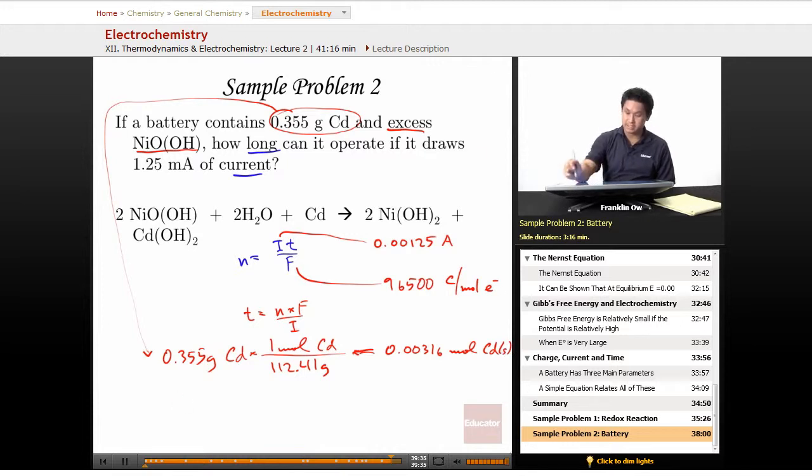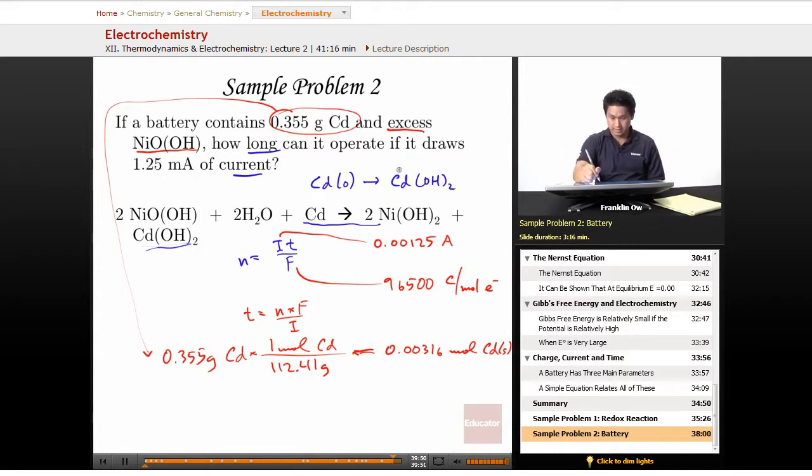The redox reaction is right here. That's cadmium 0 going to cadmium hydroxide. And in this reaction, cadmium is 2 plus. So for cadmium to go to cadmium 2 plus, it's got to give up 2 electrons. So my mole to mole ratio of the electrons to cadmium is a 2-to-1 ratio.